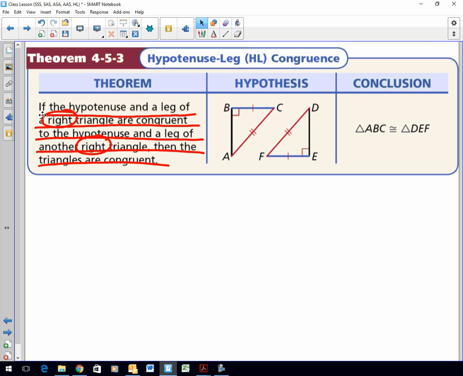Does anybody remember something called the Pythagorean theorem? A squared plus b squared equals c squared, right? Because you've got to say leg squared plus leg squared equals hypotenuse squared. Okay.